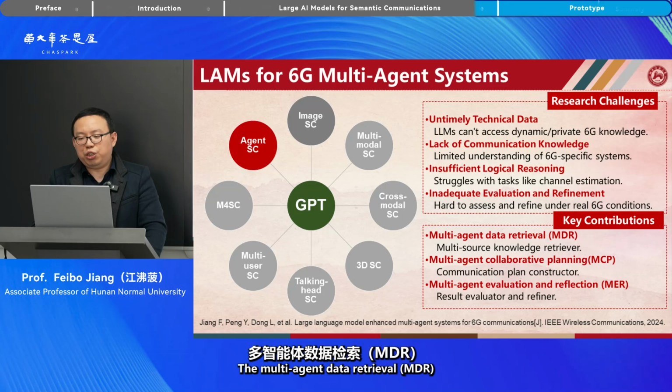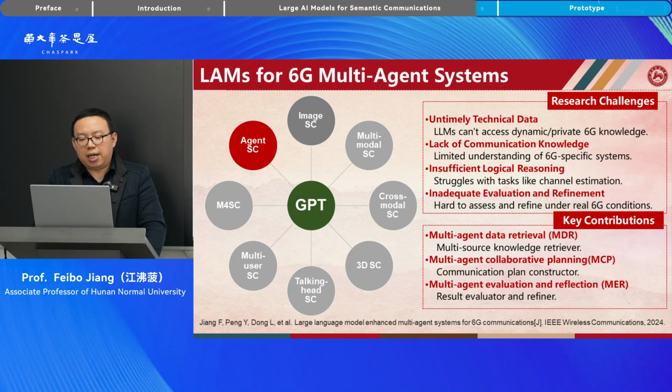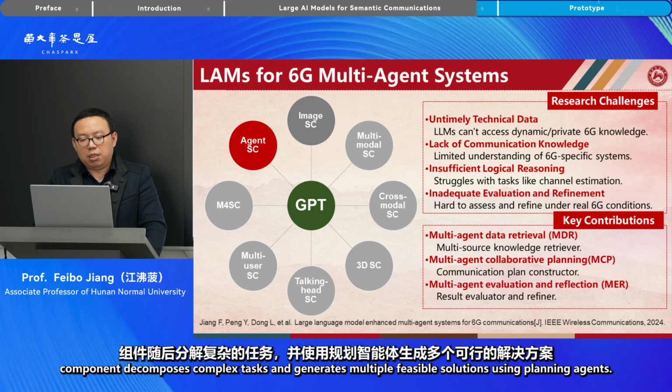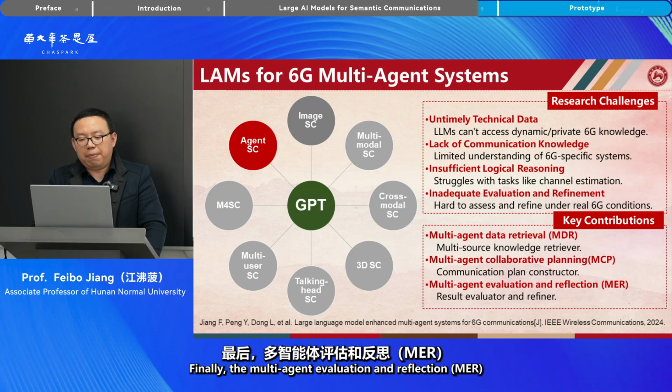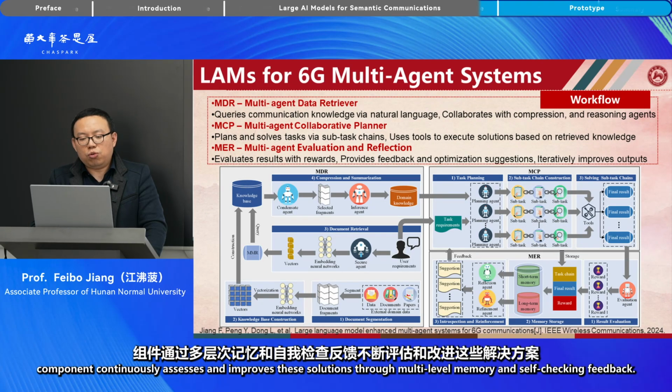The multi-agent data retrieval component retrieves and summarizes 6G knowledge from private sources. Then the multi-agent collaborative planning component decomposes complex tasks and generates multiple feasible solutions using planning agents. Finally, the multi-agent evaluation and reflection component continuously assesses and improves these solutions through multi-level memory and self-checking feedback.